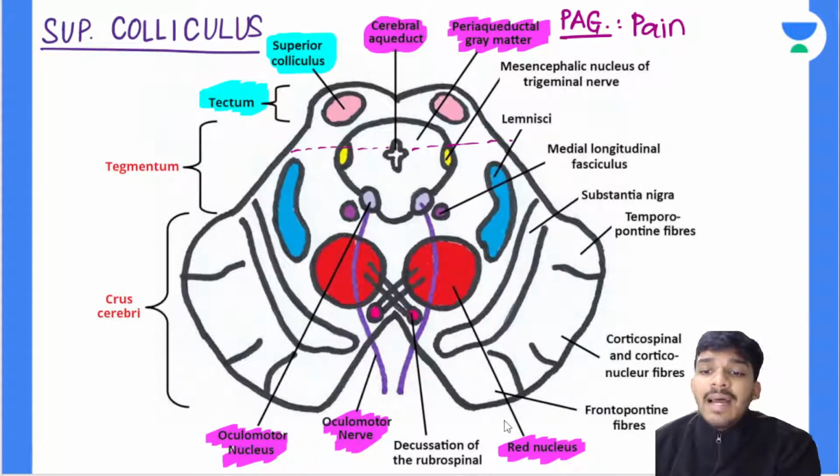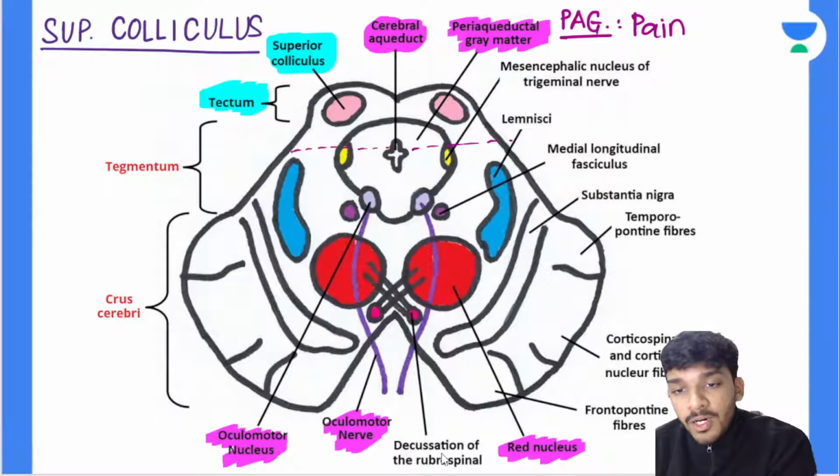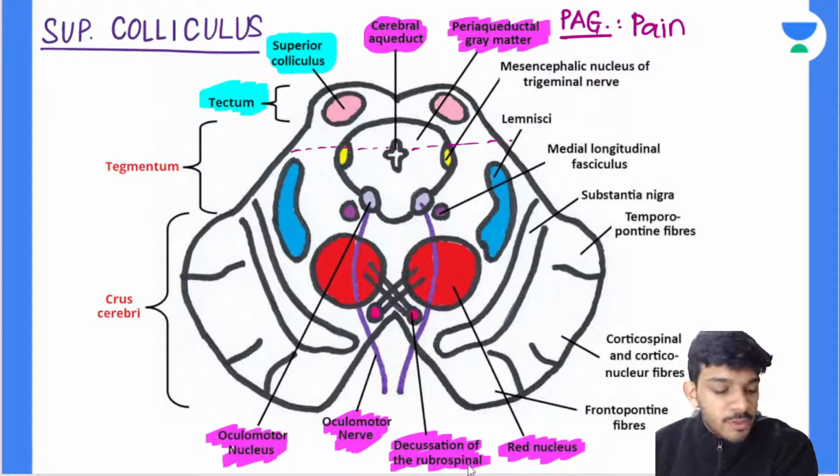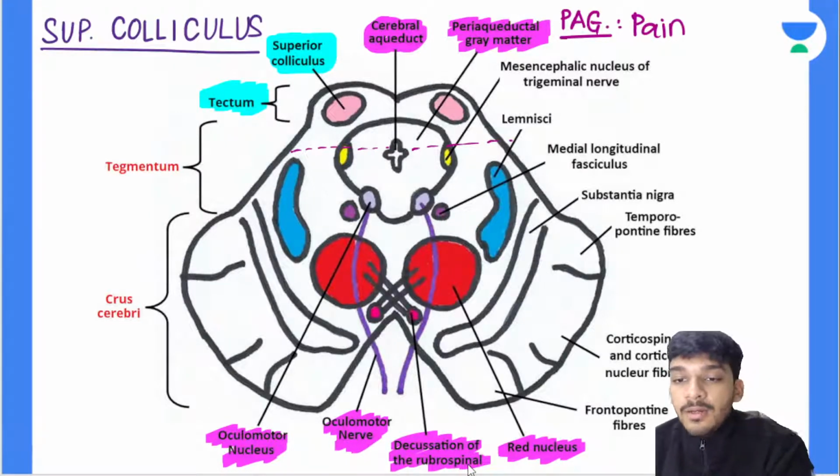As soon as it gives fibers, they form the rubrospinal tract after decussation. So these decussating fibers are fibers of the rubrospinal tract.